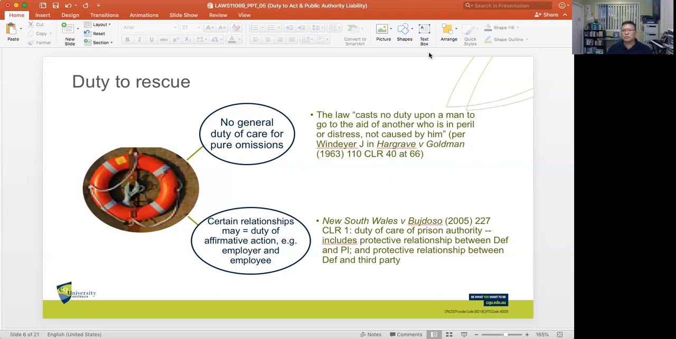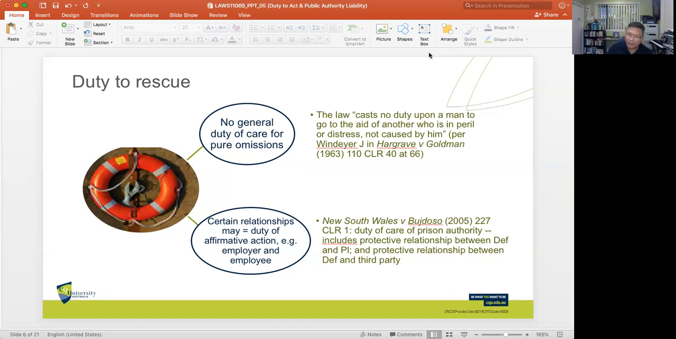Because of that, there's also a protective relationship between the defendant, the prison authority, and third parties, in this particular case the inmate who was beaten up, even though it obviously wasn't the prison authority itself that had caused the harm to the inmate. So the point is that although in general there is no duty of care for pure omissions, there may be certain relationships which may lead to a duty of care, and not only a duty of care, but a duty of affirmative action.